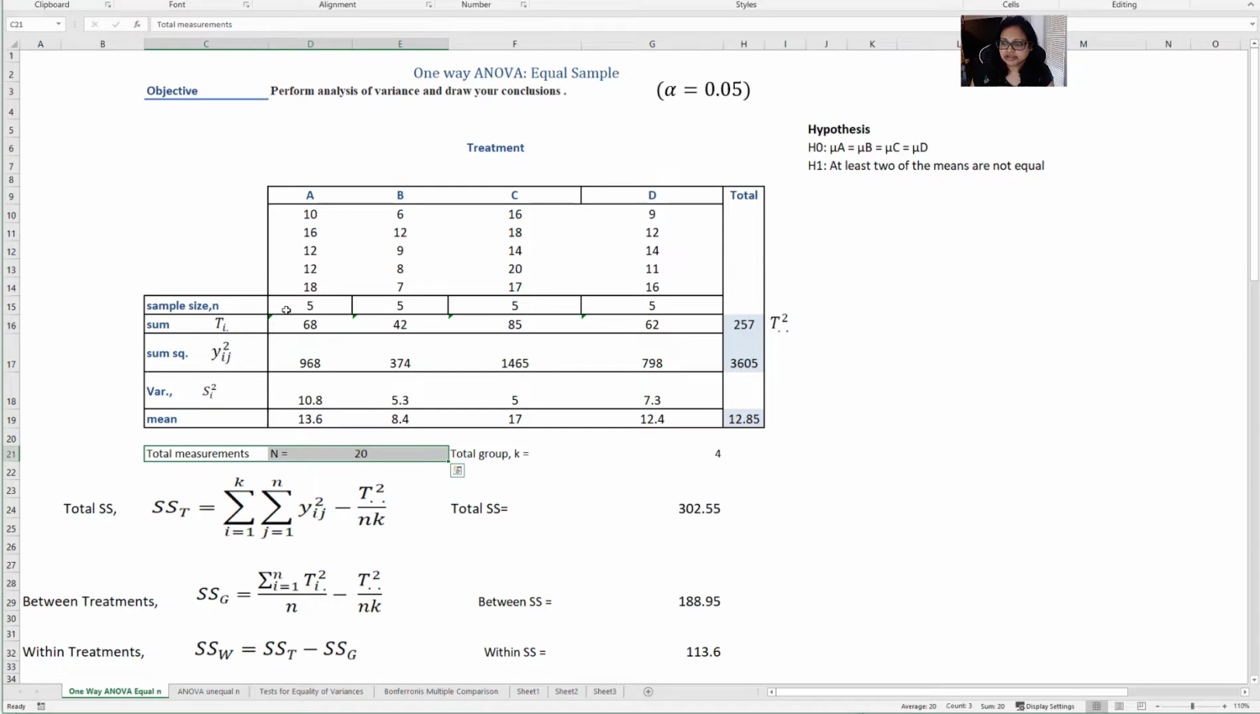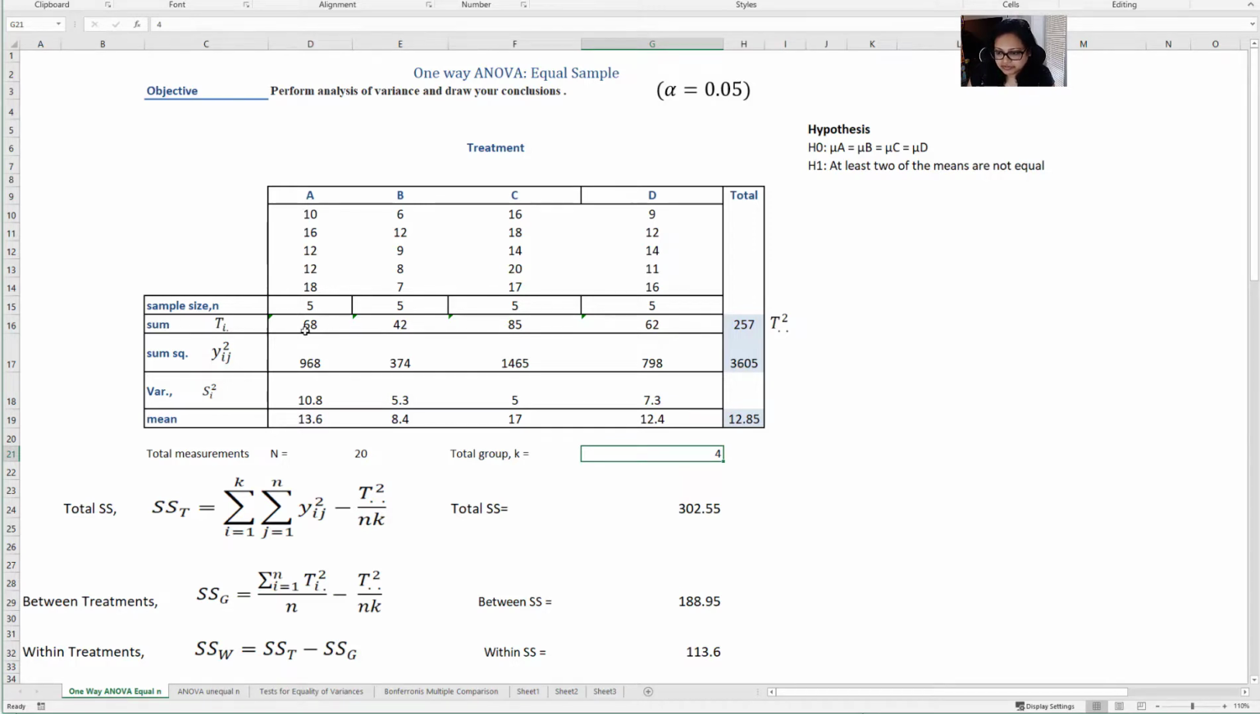So if I sum these sample sizes in each of those treatments, I get 20. Be careful about these notations. And then the total number of groups, that means how many treatment groups you have. You can see A, B, C, D, that means we have 4 treatment groups.